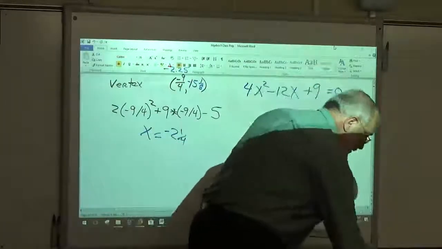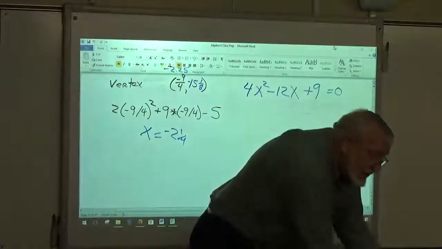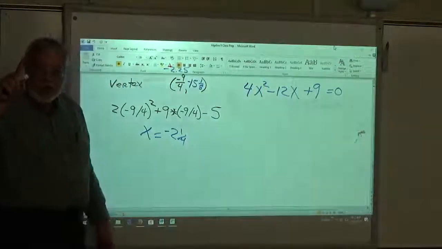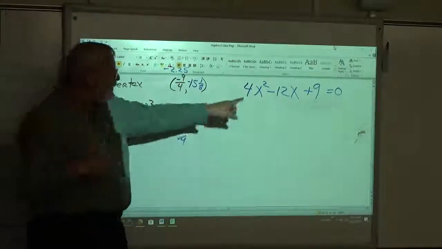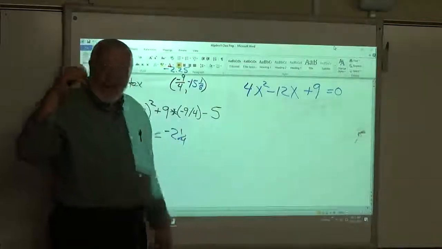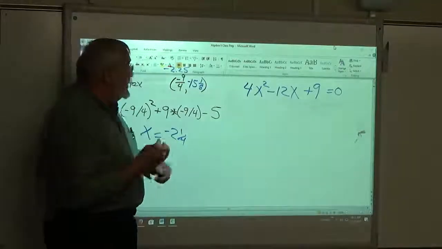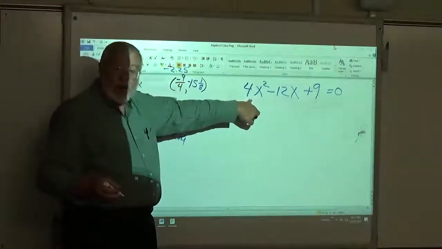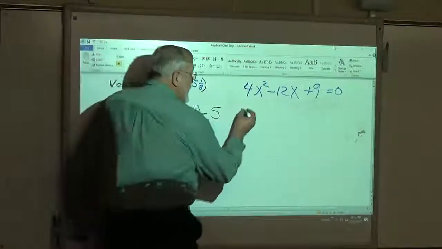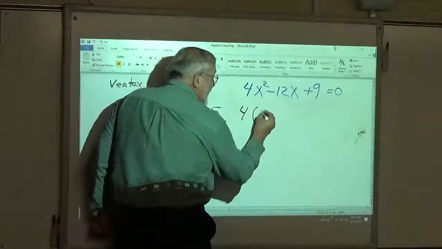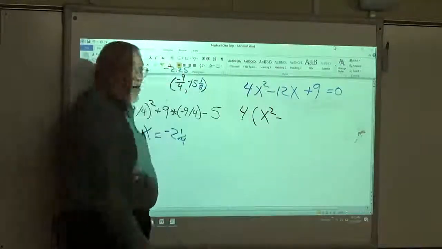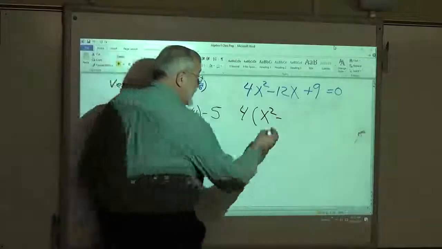Okay. All right, the 2 steps are: get the x squared to be 1, and then take half of the second term. So in order to make a 1 here, what do I have to factor out? The 4. So when I factor the 4 out, I have x squared minus, taking a 4 out of the 12, 3.